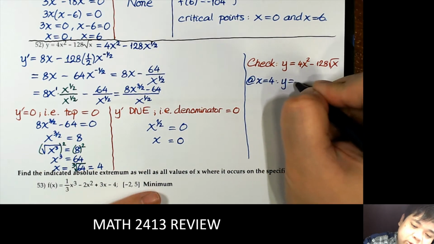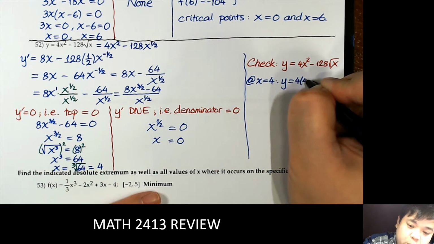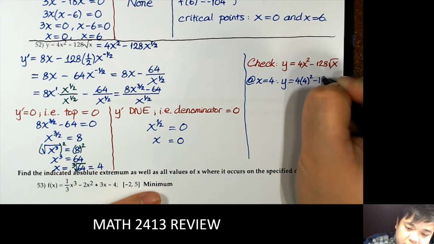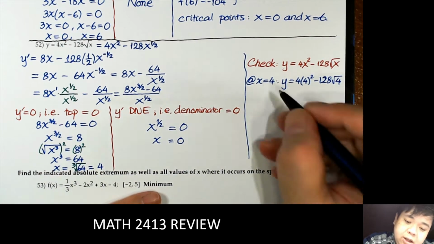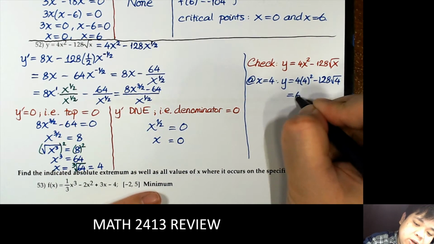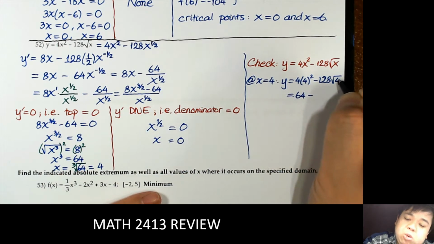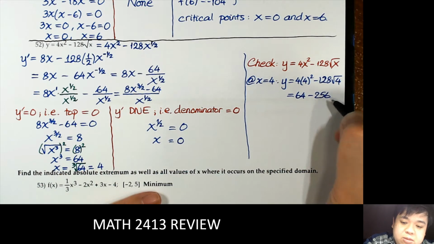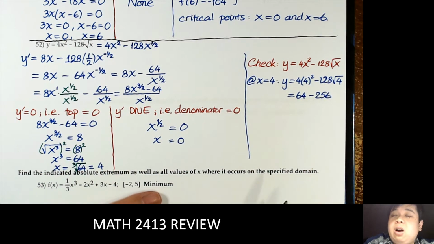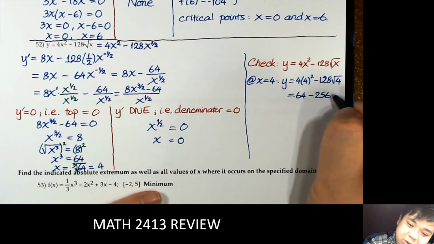Y equal to 4 times 4 squared minus 128 square root of 4. 4 squared is 64. Square root of 4 is 2, times 128 is 256. It's defined. That's all we worry about. So that's good.